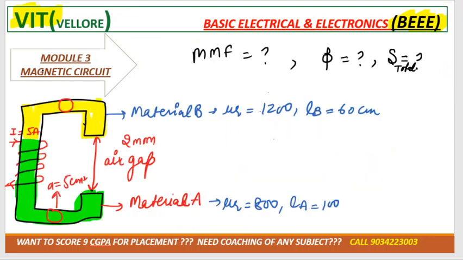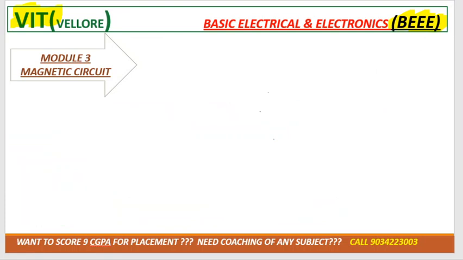This is the next question. In this question, they have given there are two materials, A and B. For material B, relative permeability and length is this one. For material A, relative permeability and length is this one, right? And then it is having an air gap. Now we need to calculate three reluctances: one for material A, one for material B, and one for air gap.